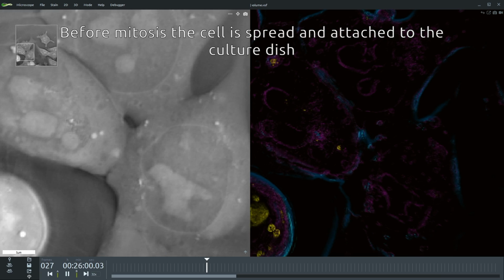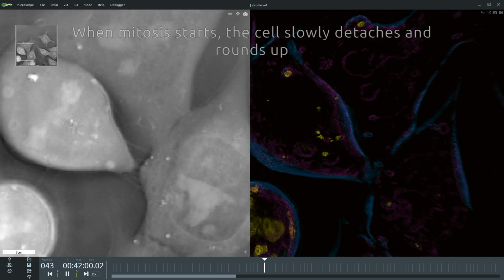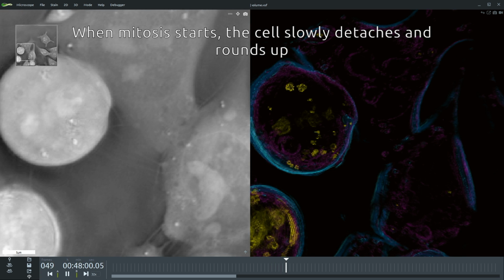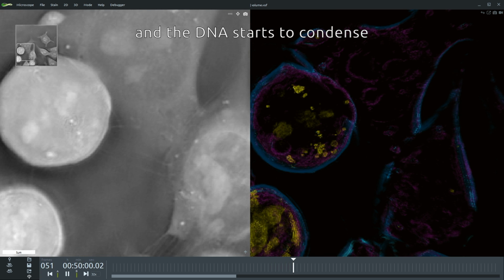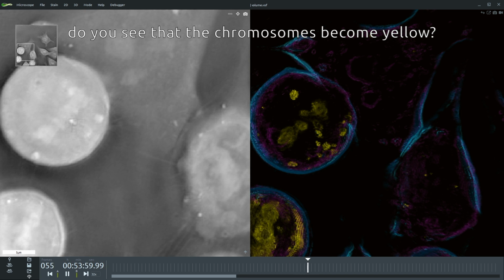Before mitosis, the cell is spread and firmly attached to the culture dish. At the beginning of mitosis, the cell rounds up and the DNA starts to condense. Do you see chromosomes appearing on the right video?